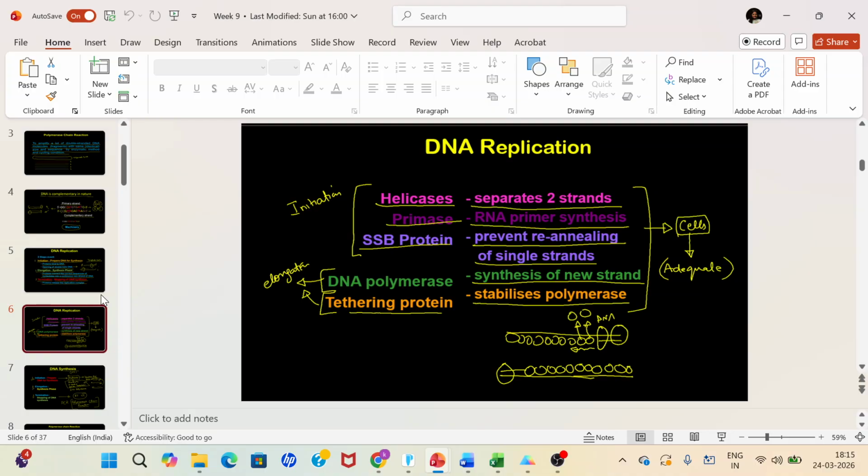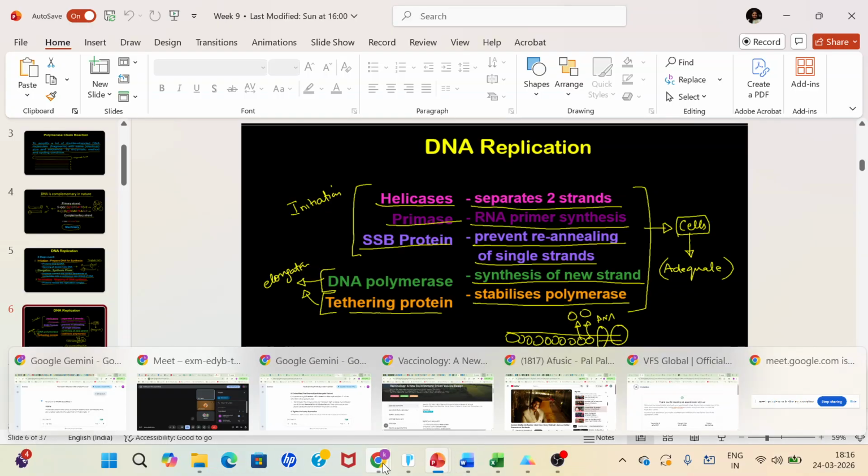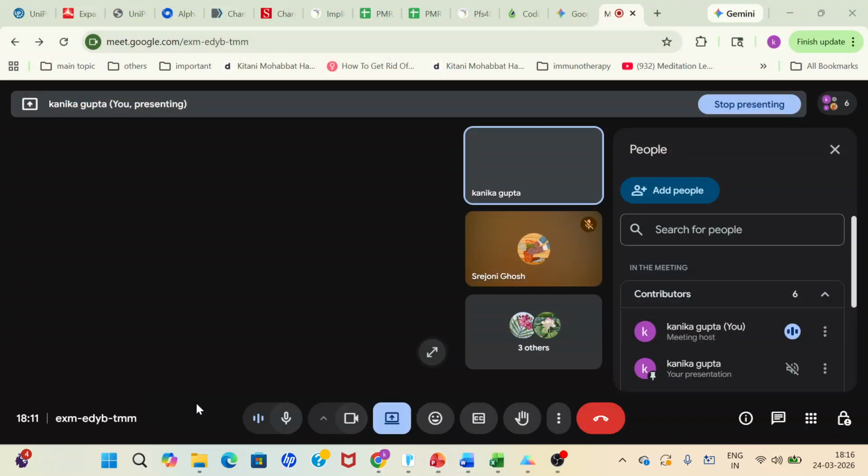Whenever replication happens in the cell, the enzymes involved in these steps are helicase, primase, and single strand binding proteins, which we also call SSB proteins. They have their own functions. Helicase helps in separating the two strands, and primase helps in synthesis of RNA primers, which help in the initiation of the replication.